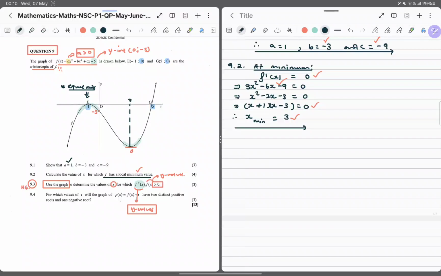We discovered it is 3. Now we know that the point of inflection is an average between the two x values at the turning point. So 3 minus 1 is 2, divided by 2, that's 1. So this means our point of inflection is somewhere here. Okay, so we can see that this is 1.